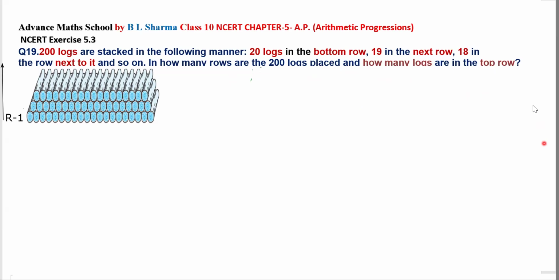देखिए रो नंबर 1, bottom row 20 logs. Row 2, total 19 logs. Row number 3, total 18 logs. लेकिन ये टोटल 200 logs है. बताइए कितने हमारे पास नंबर ऑफ रोज होंगे और जो टॉप रो होगा उस पे कितने logs होंगे, ये हमारा क्वेश्चन है. See how to do.